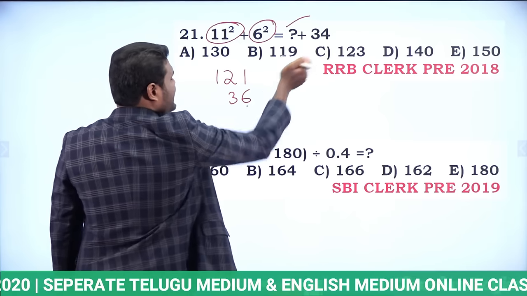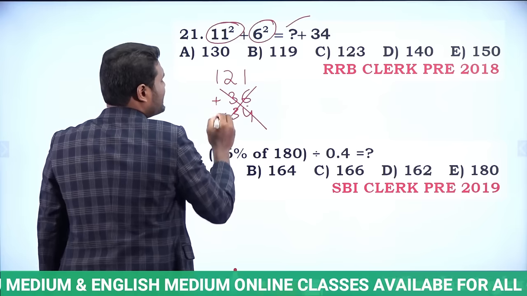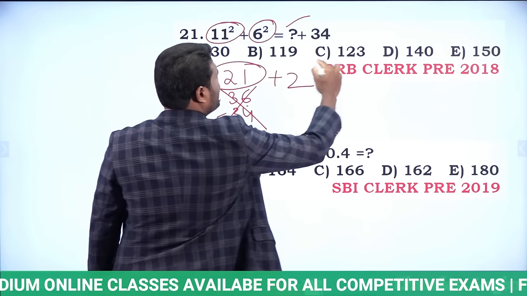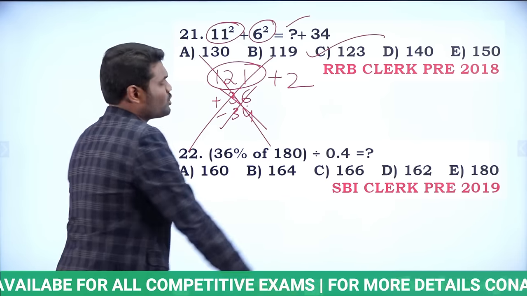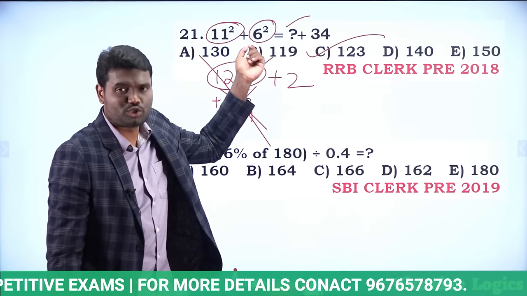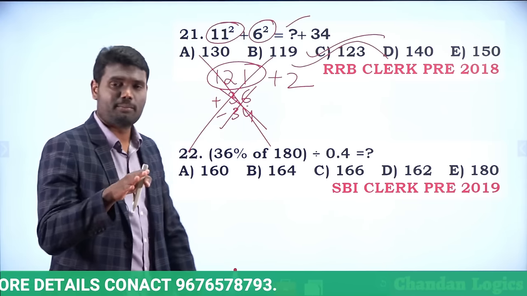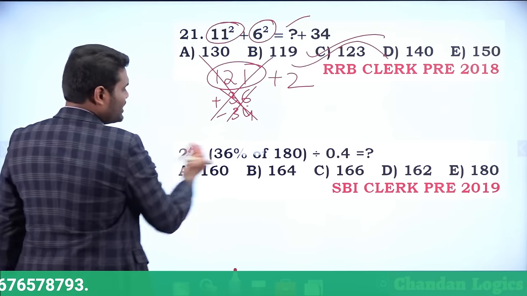And if you look here, it comes to the other side, so plus 34 changes to minus 34. Now plus 36 minus 34 is nothing but plus 2. Now 121 plus 2 is nothing but 123. So simply you can say the answer is 123. Even this calculation is also not required. 6 square is 36. 36 minus 34 is 2. 121 plus 2, the answer is nothing but 123. Very simple, basic question. Let's look at the next one.